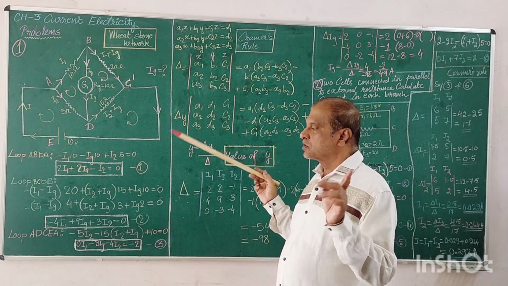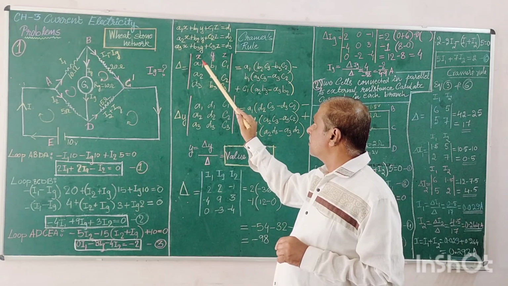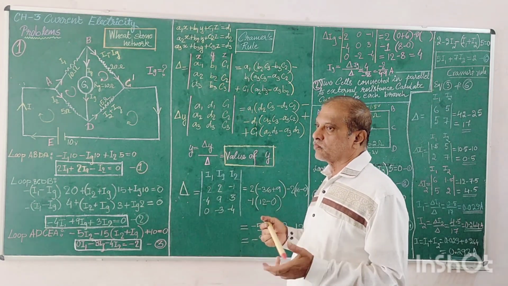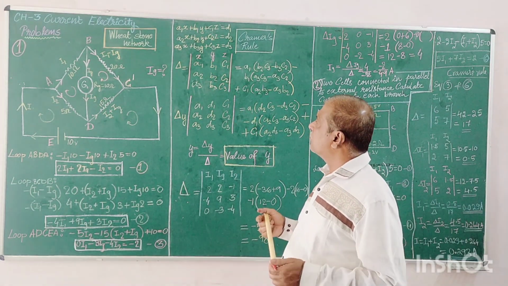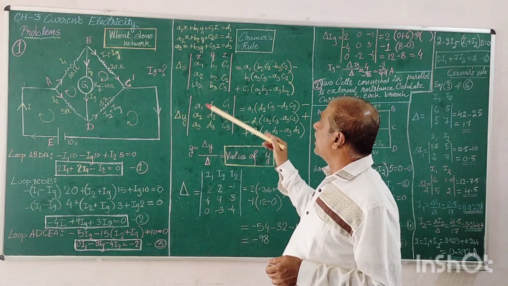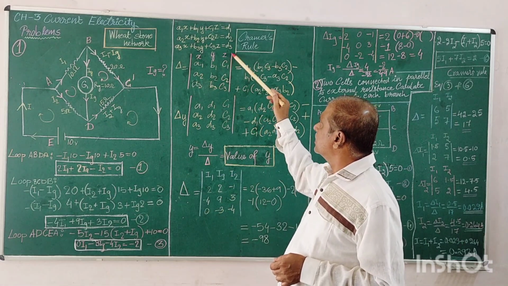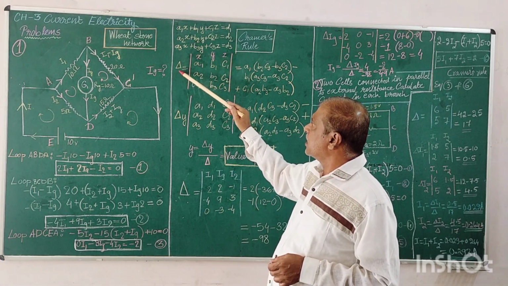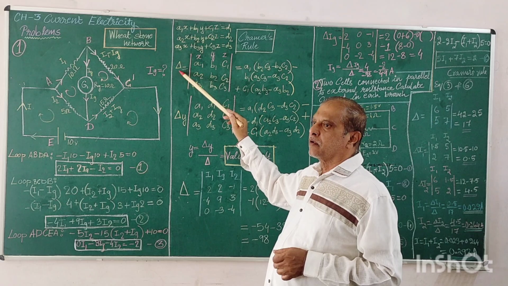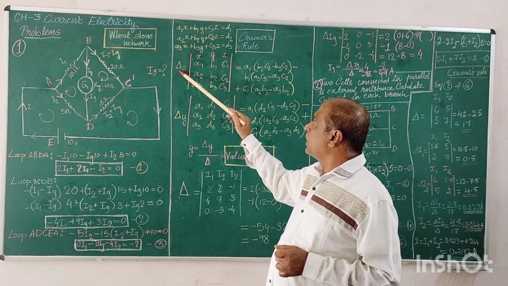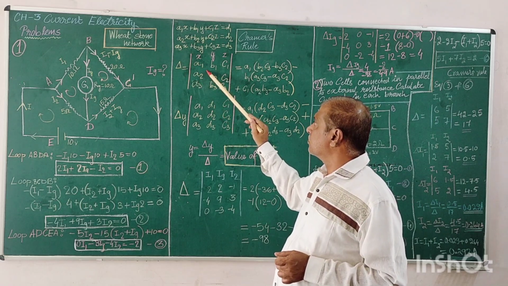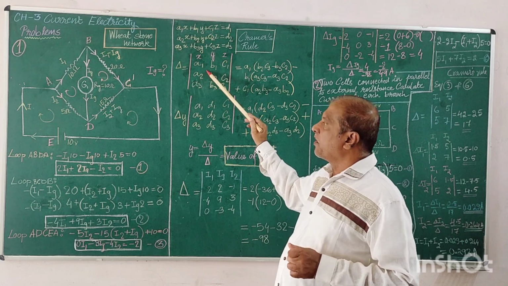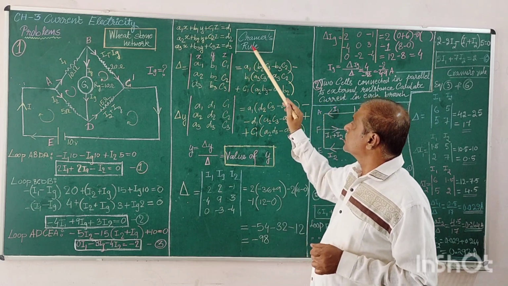It is a square matrix. Same number of rows, same number of columns. And find the determinant of the matrix. Determinant means write this symbol for this. This stands for determinant. What is the determinant value of this matrix? We find the value by using Cramer's rule.